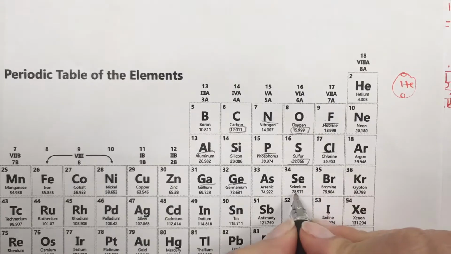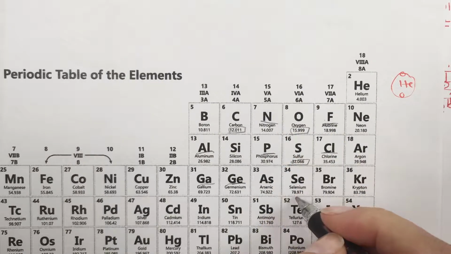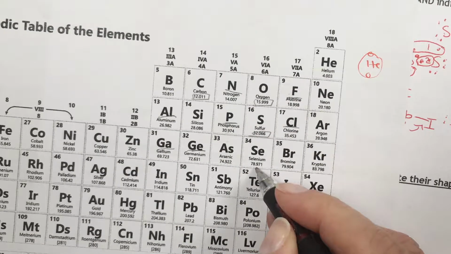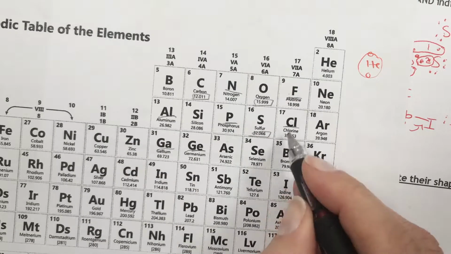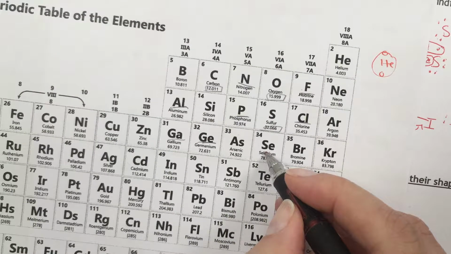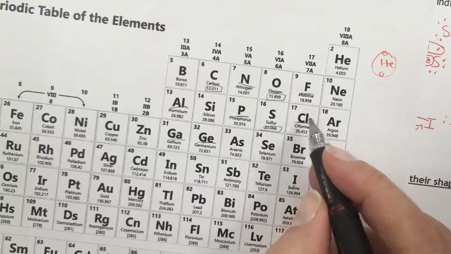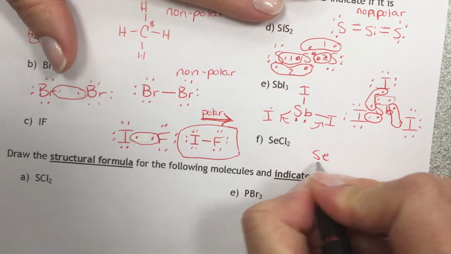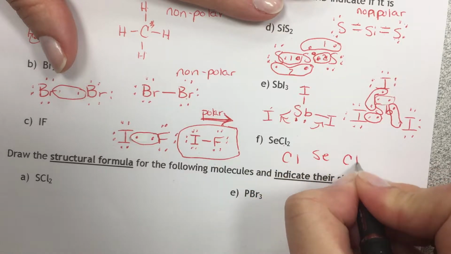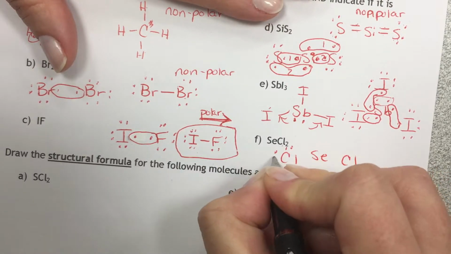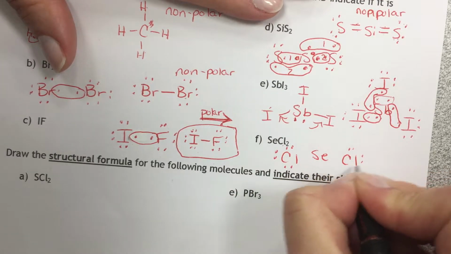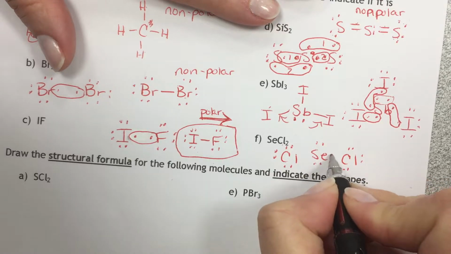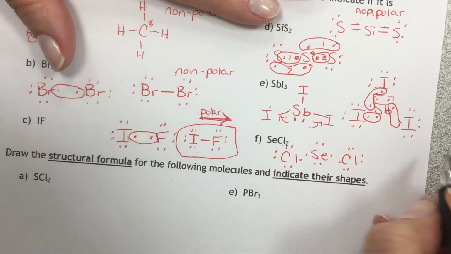Oh, let's continue. Se has 6 valence electrons, and what was the other one? Chlorine has 7. Okay, so Se will be in the middle because it needs more bonds than chlorine. It needs 2 bonds to get its 8 valence electrons, and this one will need 1 bond to get its 8. So again, Se will be in the middle, and you'll have a chlorine on each side. Chlorines have 7 valence electrons. And Se had 6. 2, 3, 4, 5, 6. Oops, I almost forgot the 7th one.